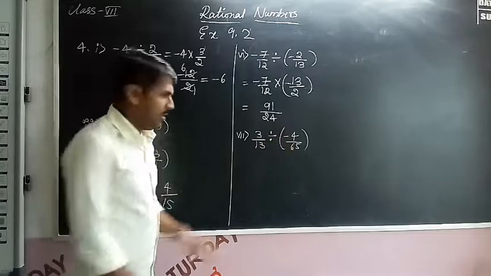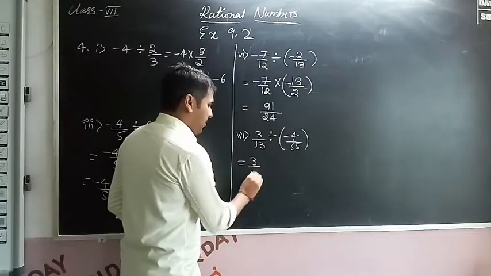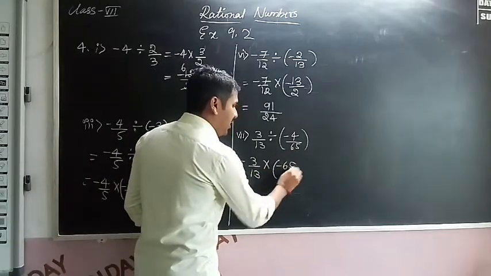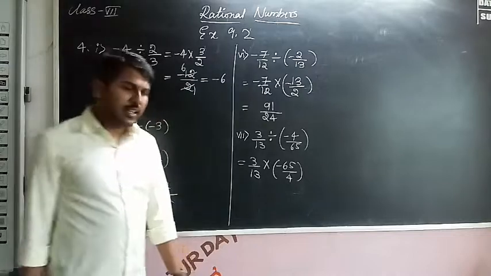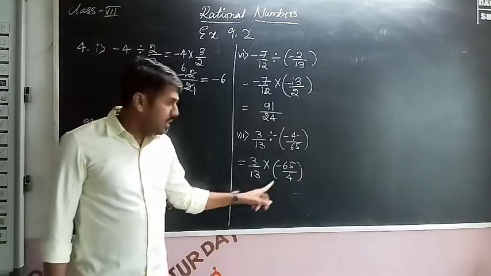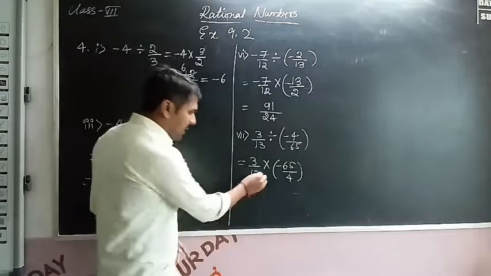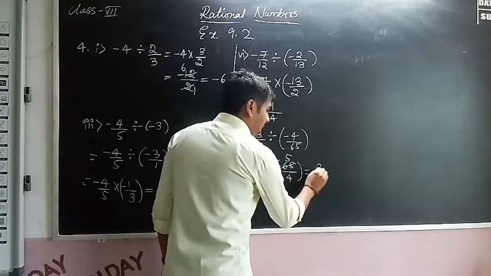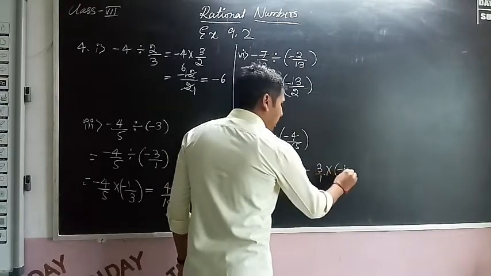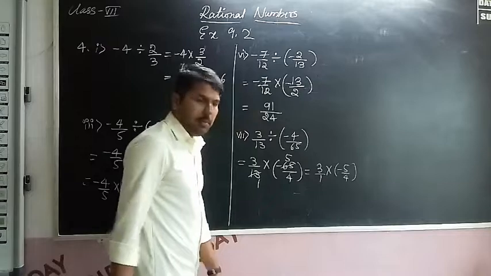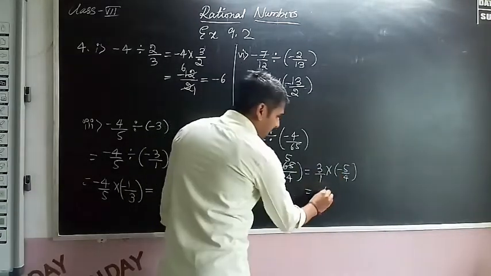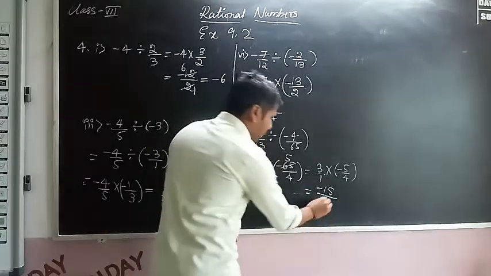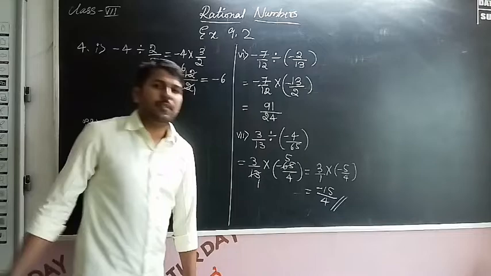So next, again 3 by 13 into the reciprocal of the second rational number, which is minus 65 by 4. So here cancellation is possible. 13 ones are 13, 13 5s are 65, isn't it? So cancel it. What are the remaining numbers? 3 by 1 into minus 5 by 4. So now multiply 3 into 5, 15. Plus into minus is minus, divided by 1 into 4, 4. So the answer is minus 15 by 4.